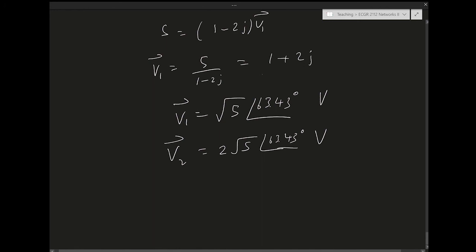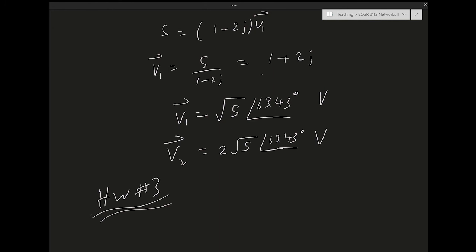As part of homework 3, I'm going to add a couple of problems from this chapter. I got a request to extend the deadline for homework 3, which I will do once I get to it, soon, like today or tomorrow, but I'm still going to add a couple of problems from this chapter into homework 3.